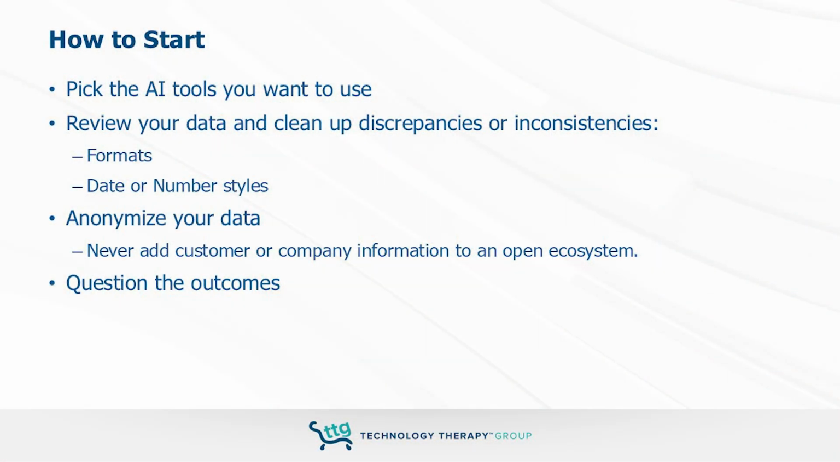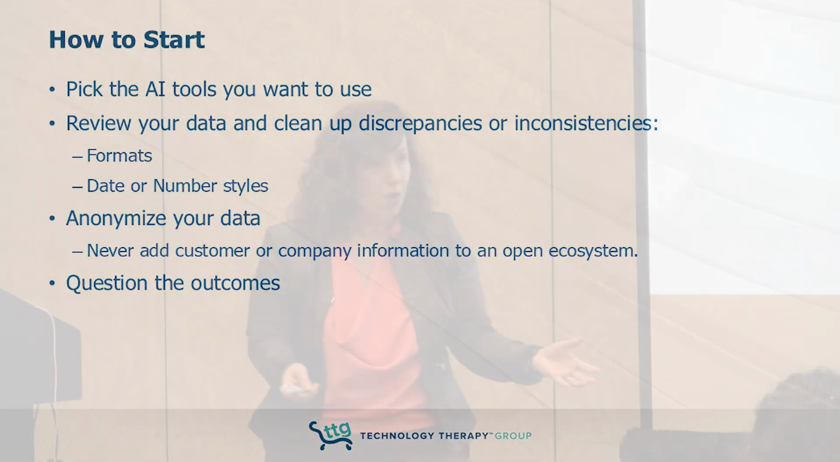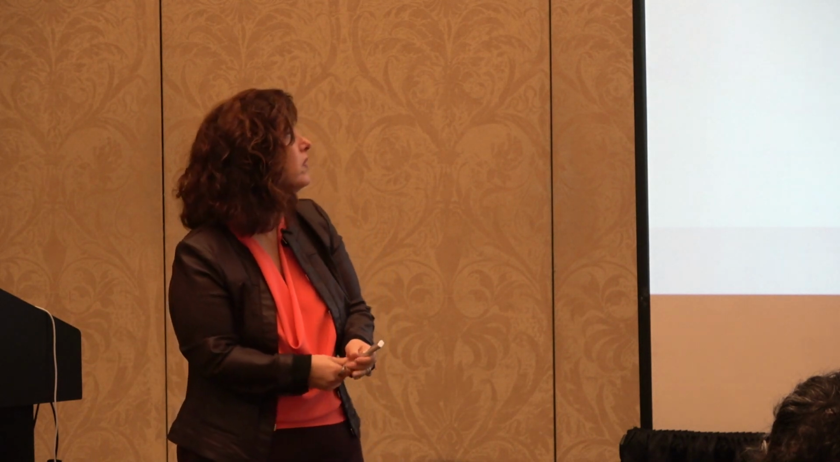You're going to want to review your data and clean up discrepancies or inconsistencies. So for example, when you export something out of your point of sale system or your CRM or your email, it's not always 100% clean. So this is something you are going to need to do. Now, there are AI tools out there that can help you with that, but you do need to understand the data, okay? But little things that make a difference are like formats, dates, or numbers.